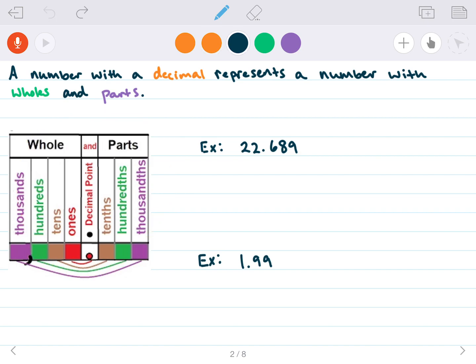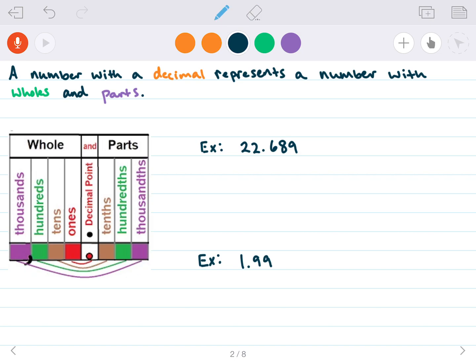So on the whole, we have the decimal point, which is this period right here. And to the left of the decimal point are the whole parts, and to the right of the decimal point are just the parts. Okay, so the wholes are to the left, the parts are to the right of the decimal point.